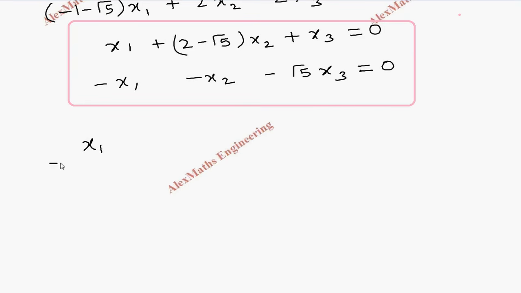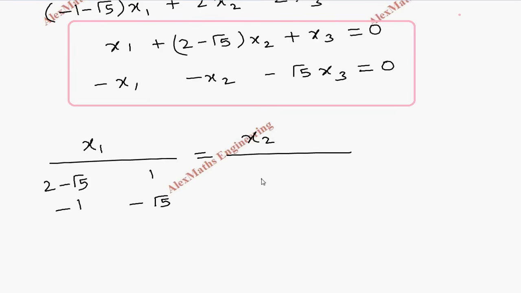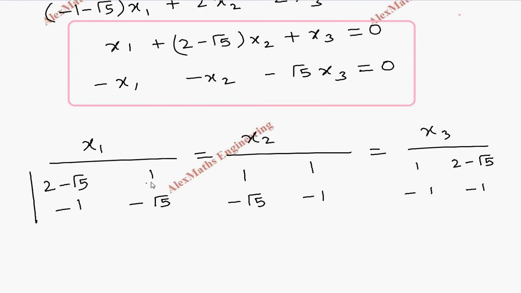So x1 by, we have to write the coefficient of x2, then x3, which is equal to x2 by, write the coefficient of x3, then x1, which is equal to x3 by the coefficient of x1, then x2. So we have to evaluate these determinants.